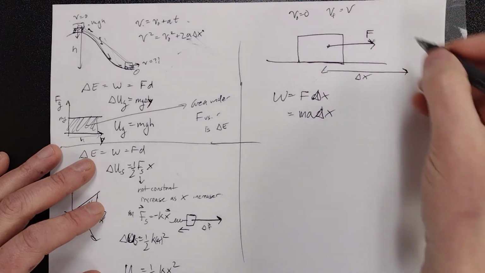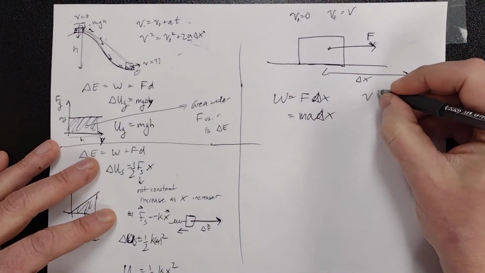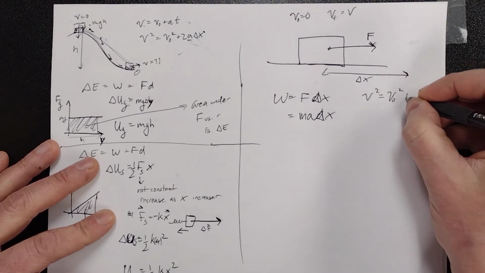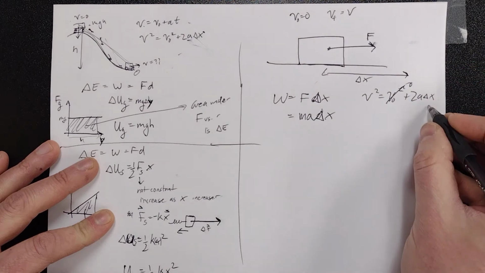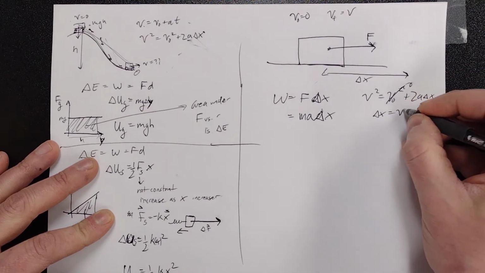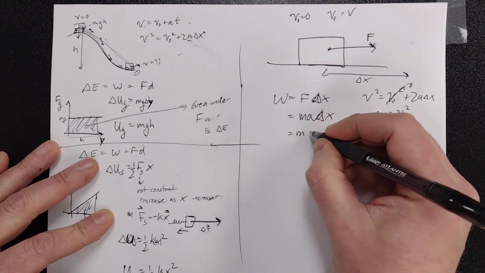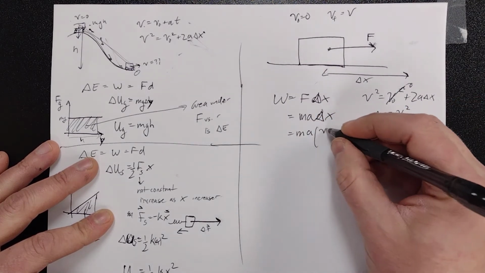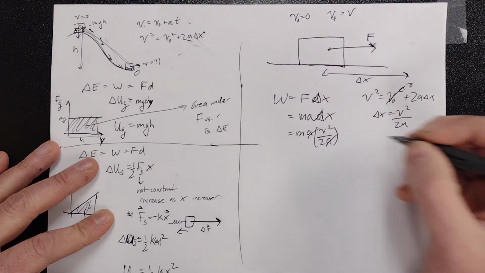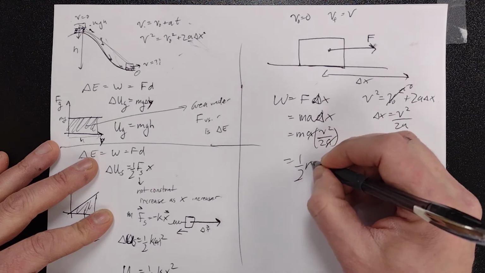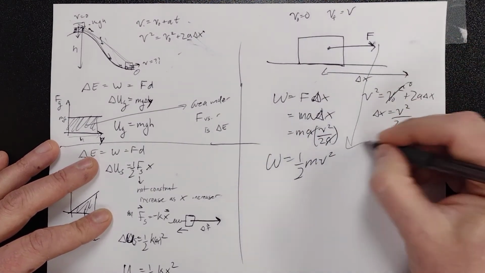Now, I don't know anything about time. Time never shows up in our energy equations, right? So if we use the v squared equation, solve for delta x. The a's cancel, and you get 1/2 mv squared for the work done on the box by that force.